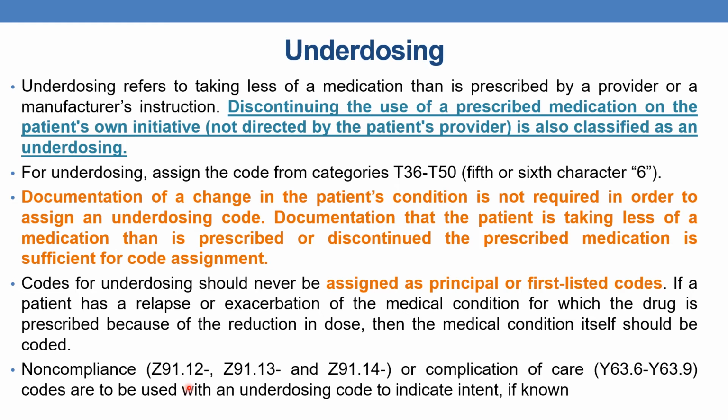Additionally, non-compliance, that is Z91.12, this is further expandable, Z91.13, this is also expandable, and Z91.14, or complication of care, which is given by the codes Y63.6 to Y63.9, are to be used with an underdosing code to indicate the intent if known. Whenever there is any type of non-compliance, you can add the non-compliance codes.